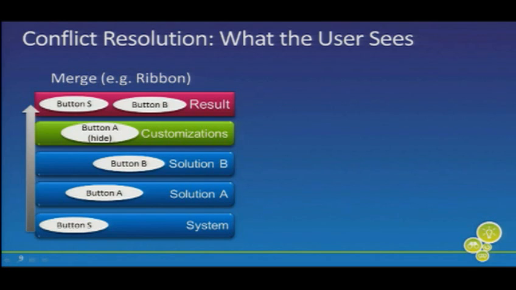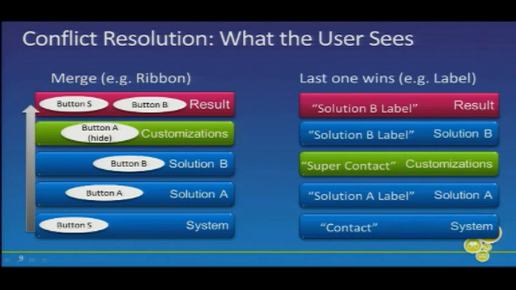A good example is the ribbon. If we look at the ribbon at the system layer, at that base solution, we have a button called S. In solution A, we had another button called A. In solution B, we had another button called B. Then at the unmanaged layer, we hide button A. So we can do a merge on these ribbons so that the projection to the user is button S and button B.